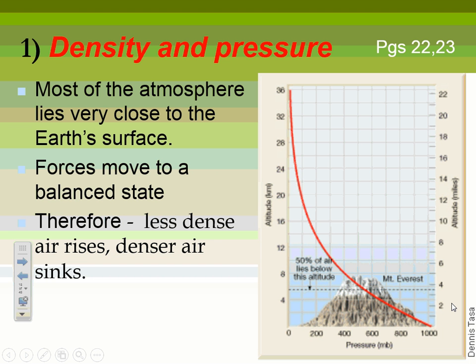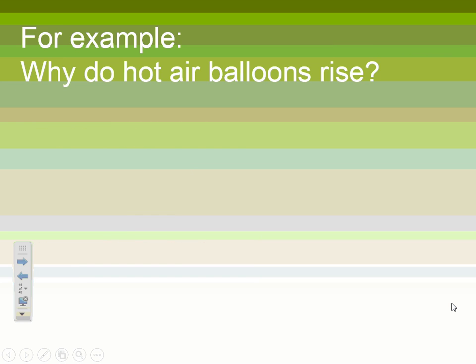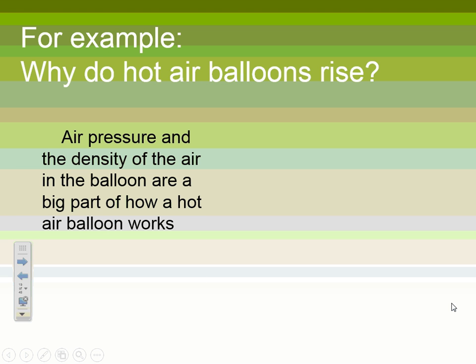So density and pressure. Most of the atmosphere lies pretty close to Earth's surface. We know that's in our troposphere. That's because some of those air particles are a lot more dense and so heavier, so they sink to the surface as the less dense air rises. This is actually part of the reason why hot air balloons are able to rise. Air pressure and the density of the air in the balloon play a huge part in how that hot air balloon is going to work.